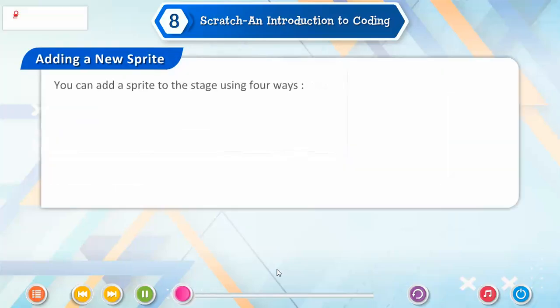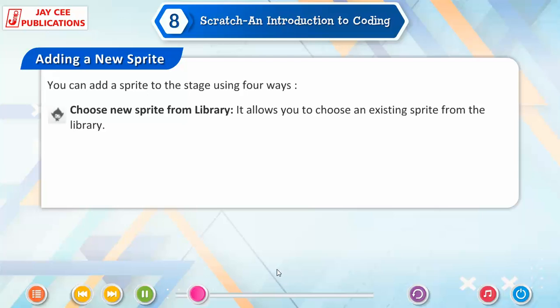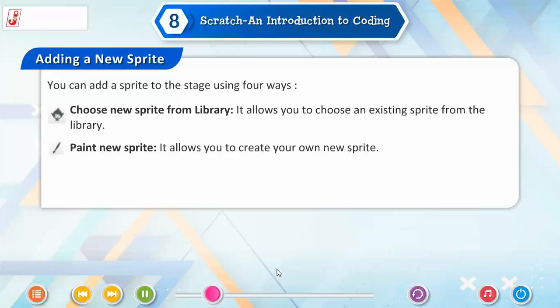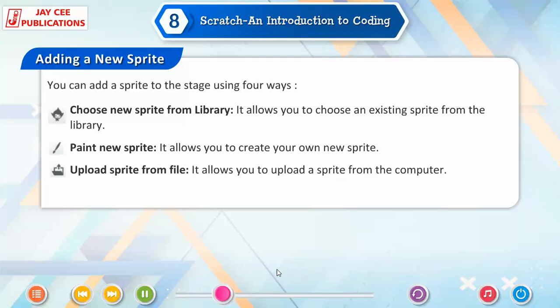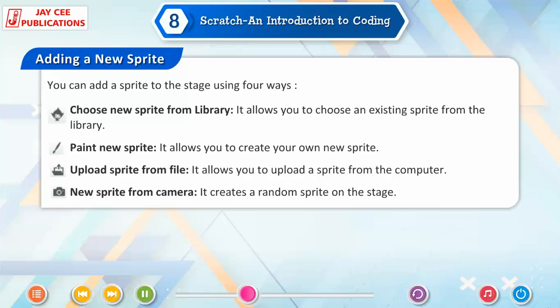Adding a new sprite. You can add a sprite to the stage using 4 ways. Choose New Sprite from Library. It allows you to choose an existing sprite from the library. Paint New Sprite. It allows you to create your own new sprite. Upload sprite from file. It allows you to upload a sprite from the computer. New Sprite from Camera. It creates a random sprite on the stage.